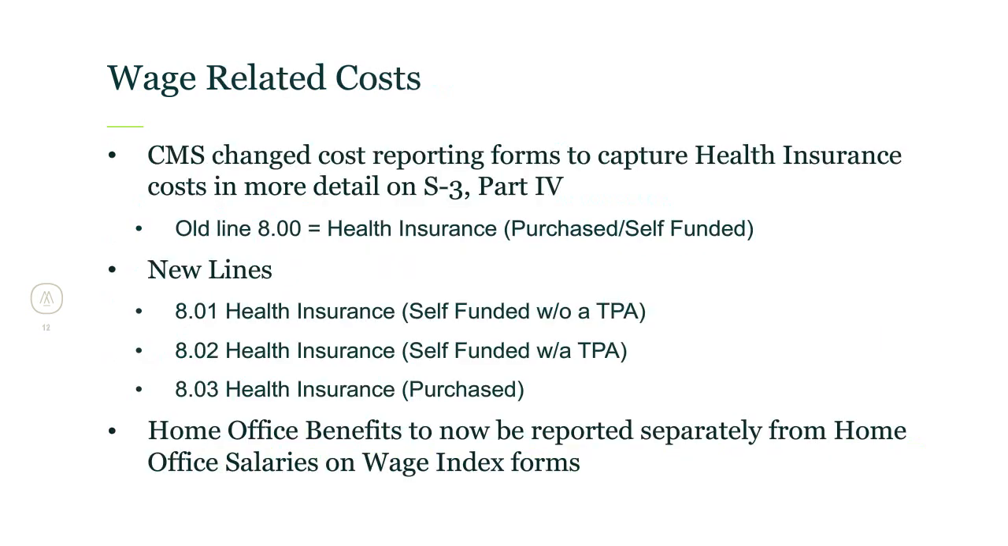One of the new reporting requirements within the wage index worksheet is health insurance. How is it now supposed to be reported? We must now segregate health insurance expense between purchased health care, self-funded with a third-party administrator, and self-funded without a third-party administrator. This change is now implemented on worksheet S3 Part 4.